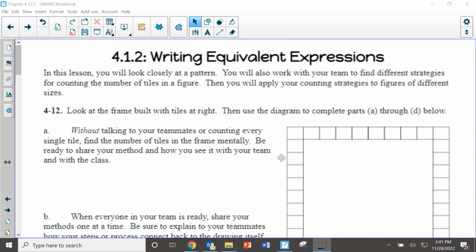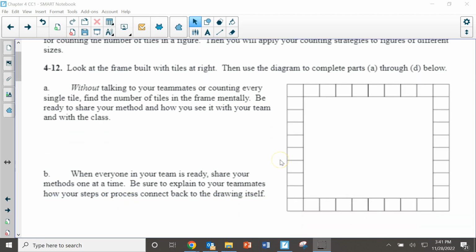So today we're going to be doing 4-12, writing equivalent expressions. We're going to be looking at patterns and coming up with strategies to figure out how many tiles are in a figure, and then being able to use those strategies on different figures of different sizes.